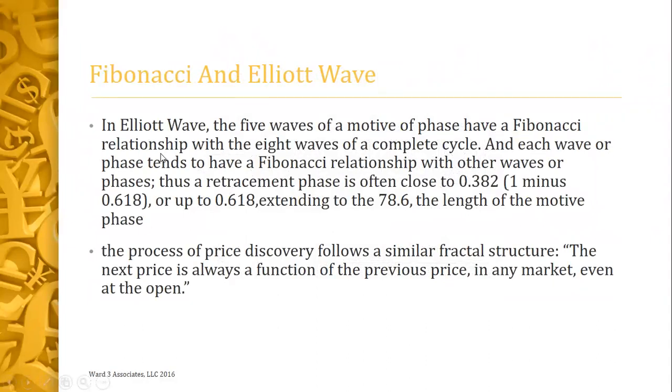All right. In Elliott Wave, the 5 waves of a motive phase have a Fibonacci relationship with the 8 waves of a complete cycle. And each wave or phase tends to have a Fibonacci relationship with other waves or phases. Thus a retracement phase is often close to the 382, which is 1 minus the 618, or up to the 618, extending all the way into the 786 of the length of the motive phase. And again, we enter in between the 618 and the 886, but the 786 is in between that.